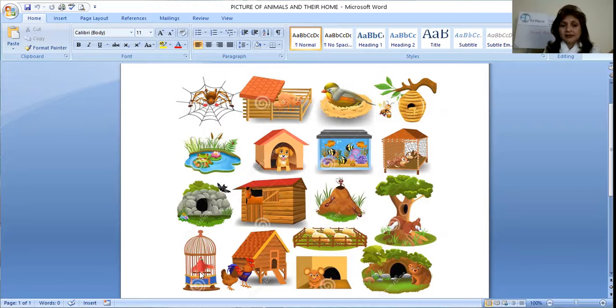Here it's a parrot. A parrot lives in a cage. Here it's a chicken. A chicken can live in a forest. It's basically a forest animal, a farm animal. It can live in cages also. It can live on the farm as well. And here you can see a dog. A dog also lives in a kennel. And this is a bear. A bear lives in a den. So these are different types of animals who live in different places.